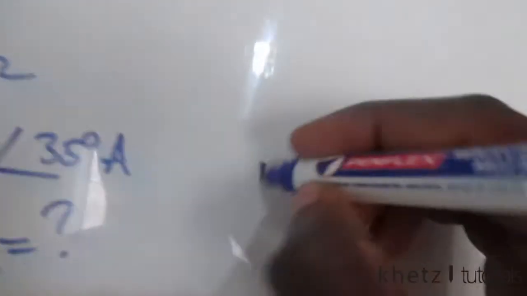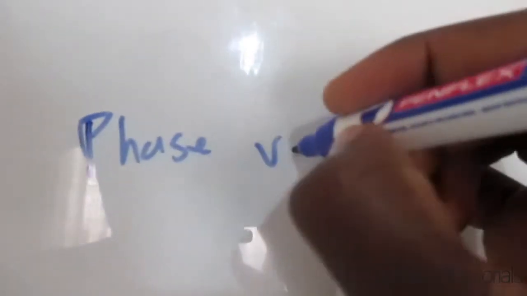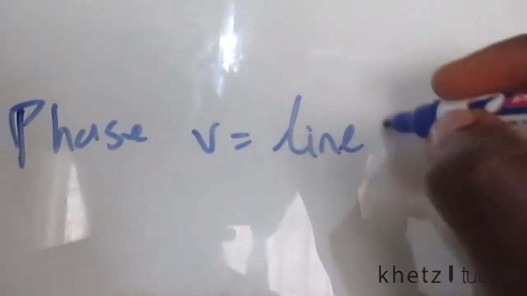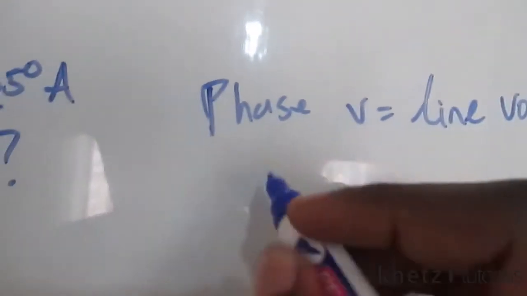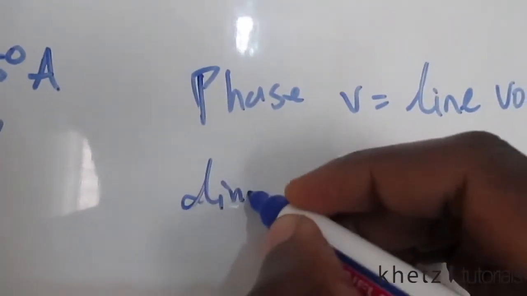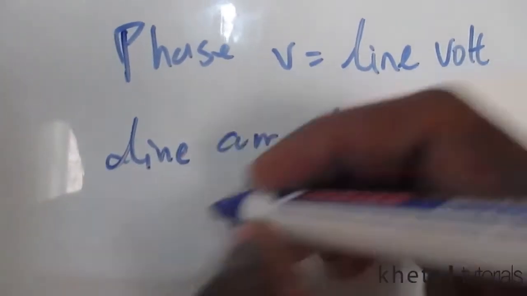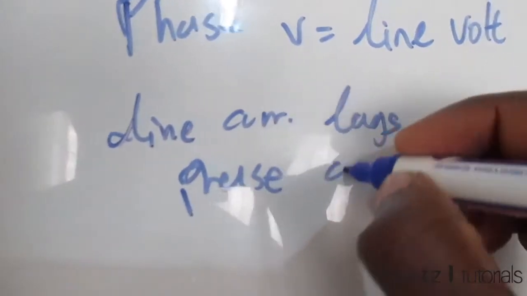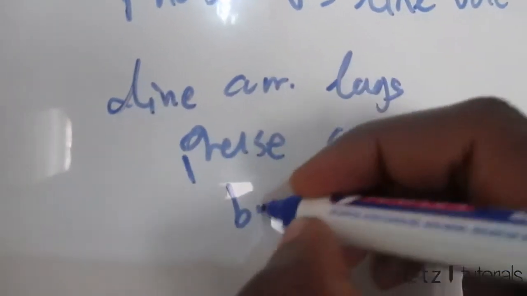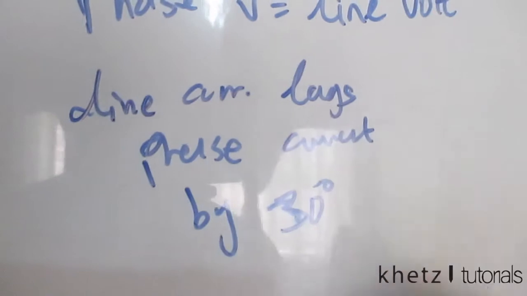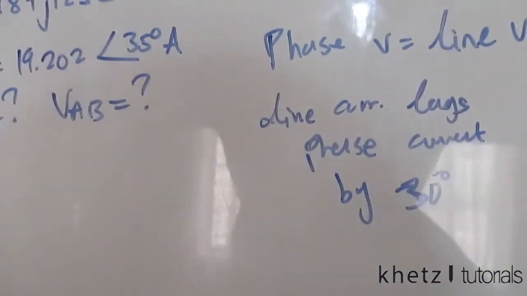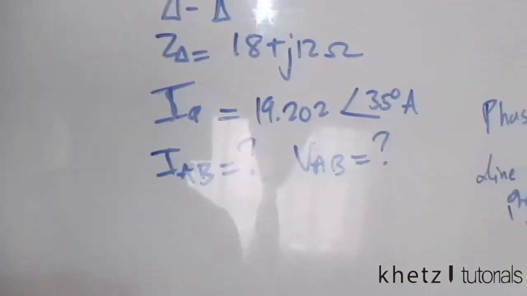So the phase voltage is equal to the line voltage for a delta connection, and the line current lags the corresponding phase current by 30 degrees. So that is what we know about the delta-delta connection. So now let's see what we can do.